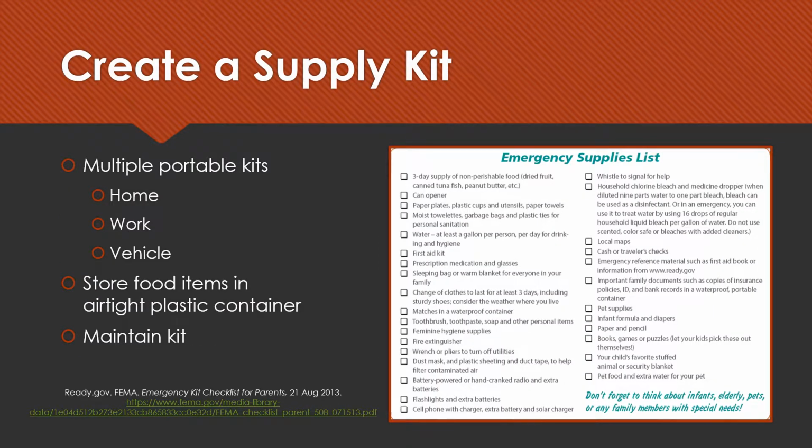Create portable supply kits for home, work, and for the vehicle. Be sure to have at least 3 days' worth of food and water. Store food items in airtight plastic bags and easy-to-carry containers. Here is a list of some basic emergency supplies. You may also consider non-prescription medications, baby wipes, diaper rash cream, utility knives, toilet paper, contact lens solution, and a rope for rescuing. Be sure to avoid food and drinks that can cause dehydration. Any water that you bottle yourself should be replaced every 6 months.